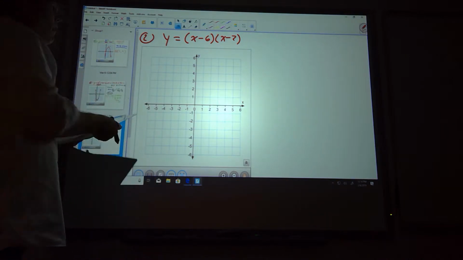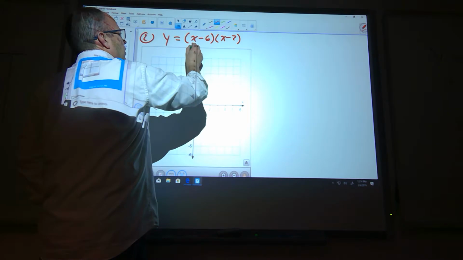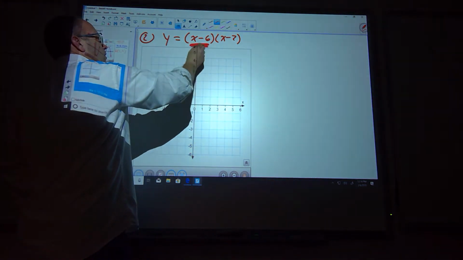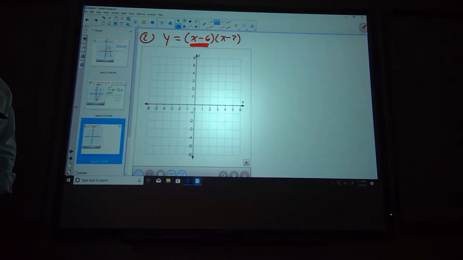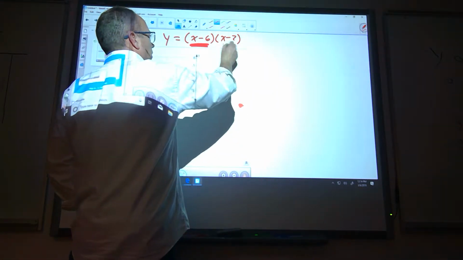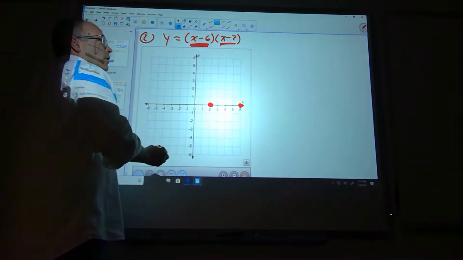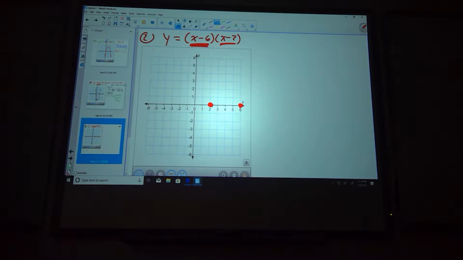Okay, so looks like we can do that okay on this grid. So what is this going to give me for where it crosses the x-axis? 6. Good. I got positive 6 there. What is this one going to give me? 2. Does everyone feel comfortable with why those happen? Remember, if it's grouped, it's always going to be opposite, okay?